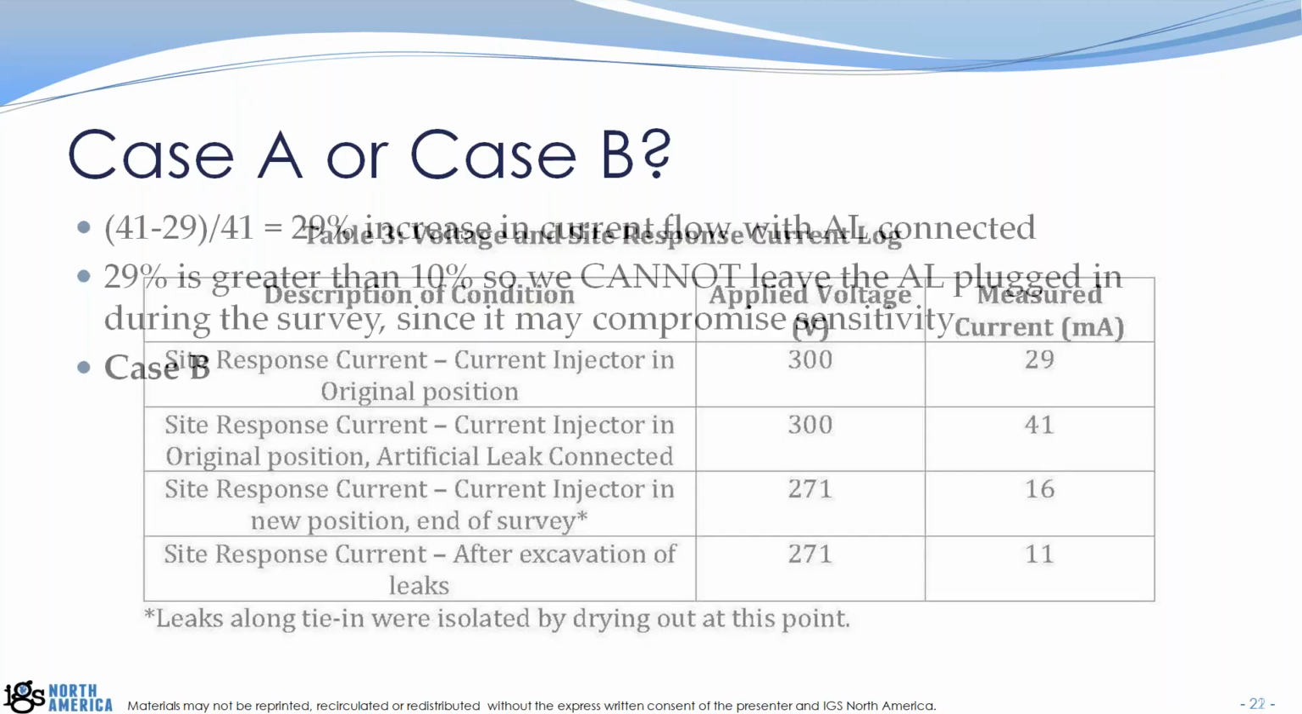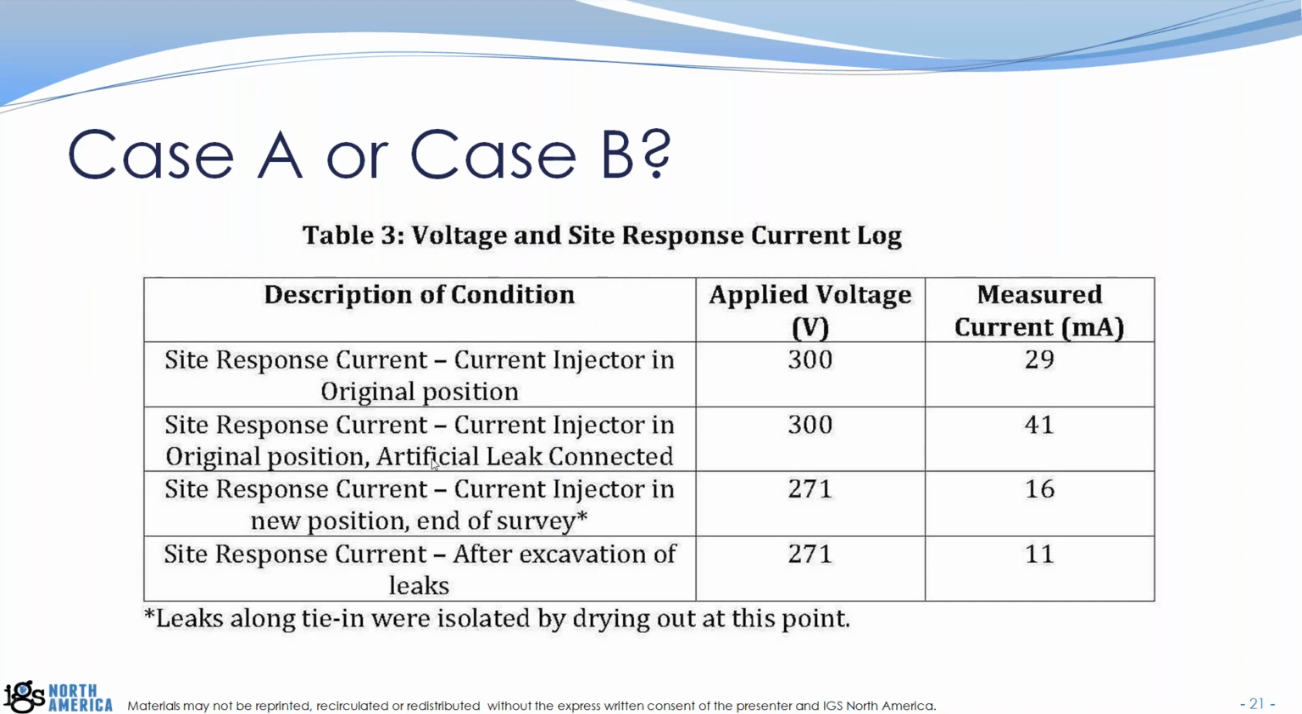Let me go back up to the site response current log. If you notice, this says site response current, injector in original position. The next one is current injector in new position. See how the milliamps change depending on how wet that electrode is, or if you put it in a wet area of the facility or a dry area, that output current will change. So just so you know.